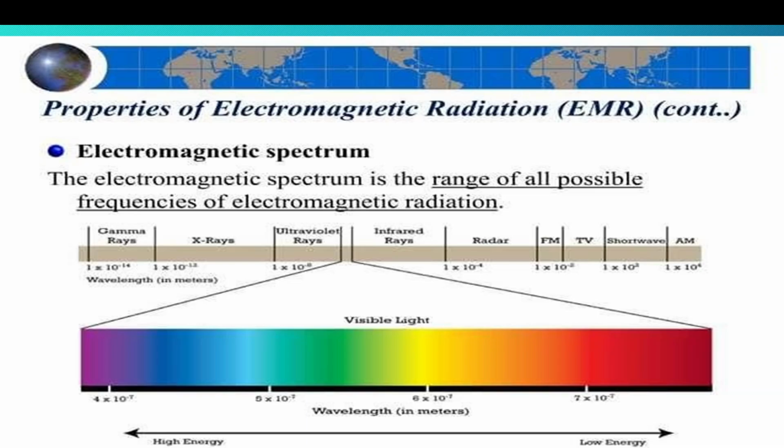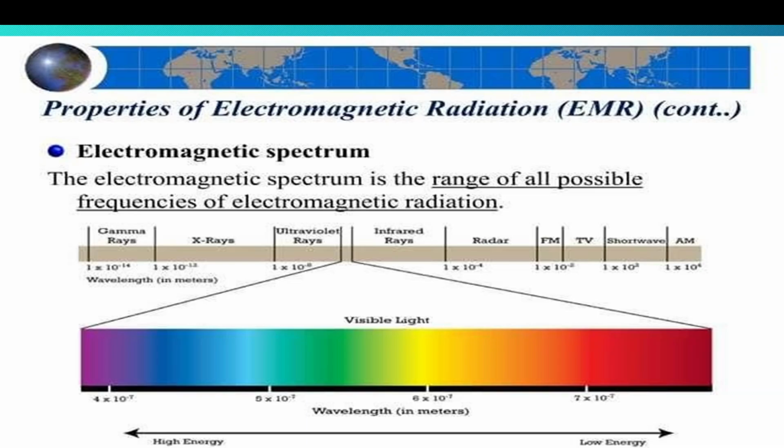Then, among the higher energy waves, we have ultraviolet rays, which are found in sunlight and used in sterilization. Then in the middle, we have visible light, the only part of the spectrum that is visible to the human eye, which ranges from violet, shorter wavelength, to red, longer wavelength.